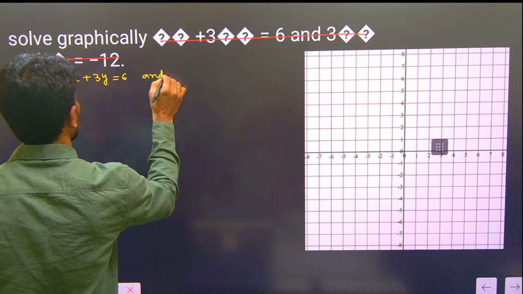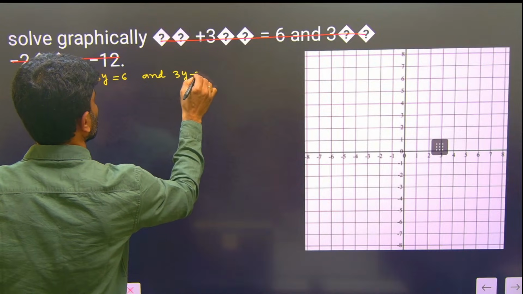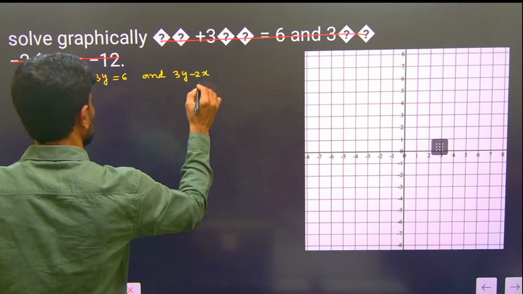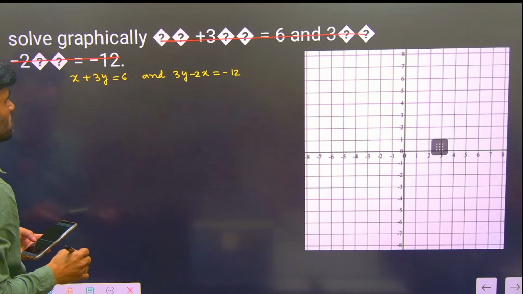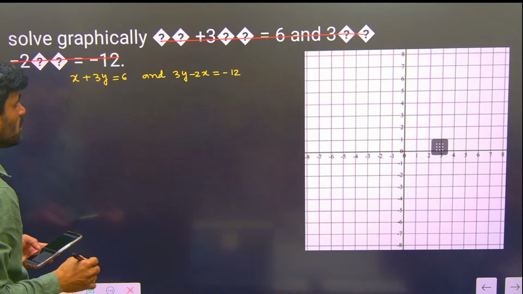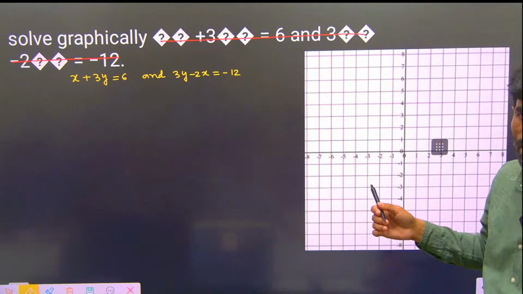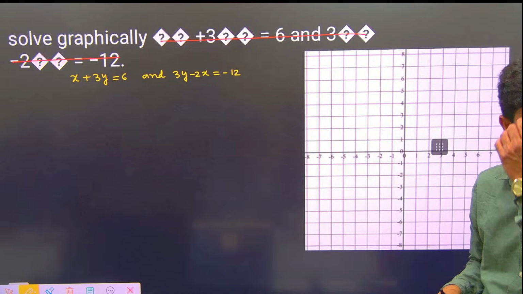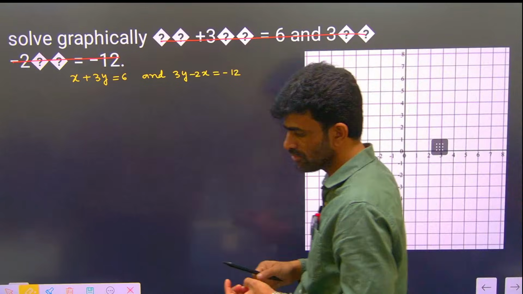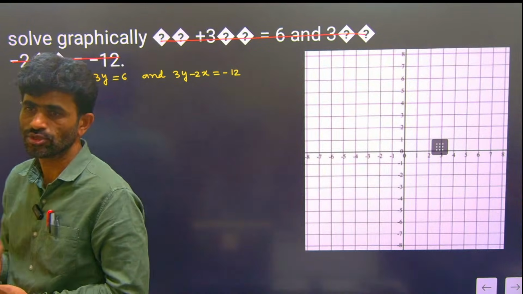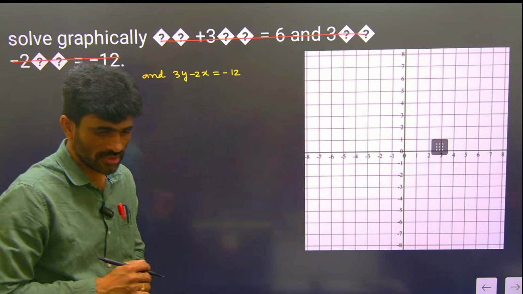and 3y minus 2x is equal to minus 12. These are the two equations: x plus 3y is equal to 6, 3y minus 2x is equal to minus 12. We have to draw the graph and solve it. x and y we have to find out. Hope everybody remembers how to draw the table, how to find the x and y values. You locate the points and join them, then see where they are intersecting. You can start doing this.